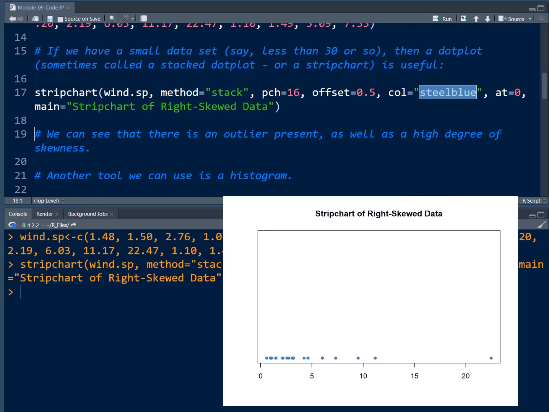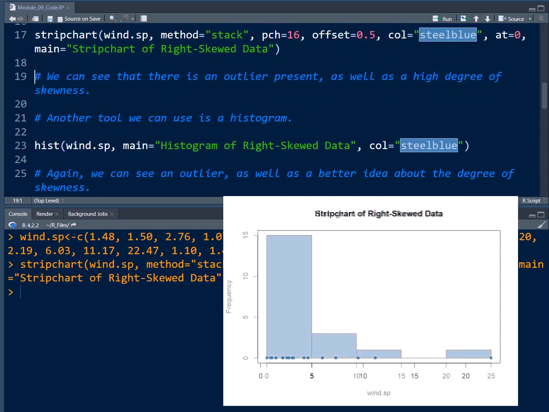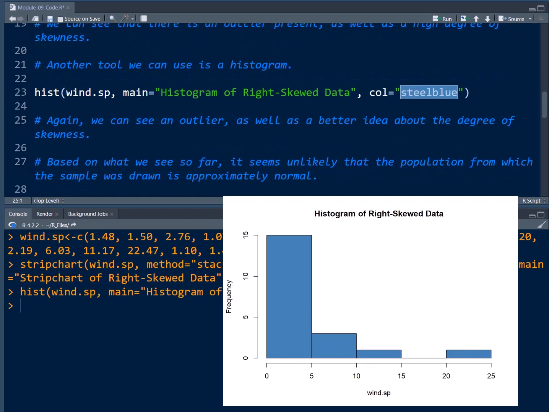Let's look at a strip chart for the Bigfoot wind speed data. Note that there appears to be an outlier in the right tail. Another tool we can use is a histogram. Again, it seems that there is an outlier. The histogram also gives us a better idea about the degree of skewness. Based on what we see so far, it seems unlikely that the population from which the sample was drawn is approximately normal.